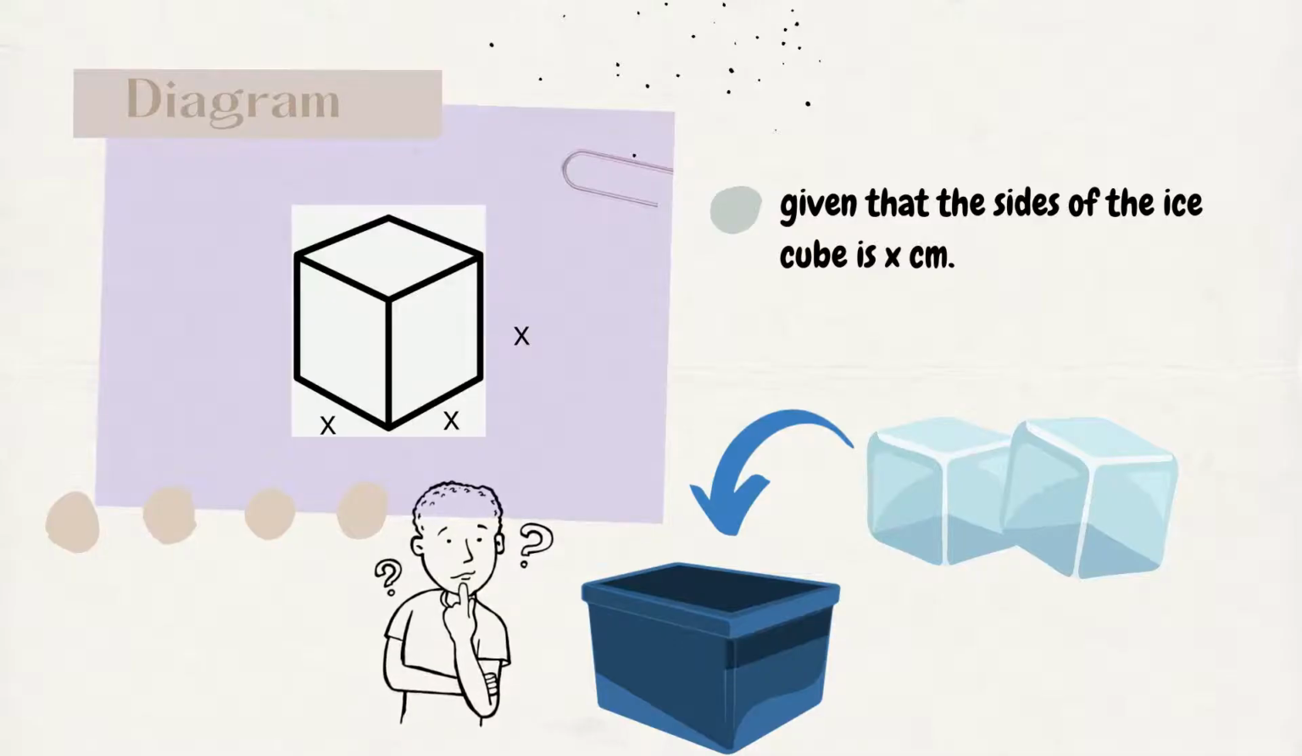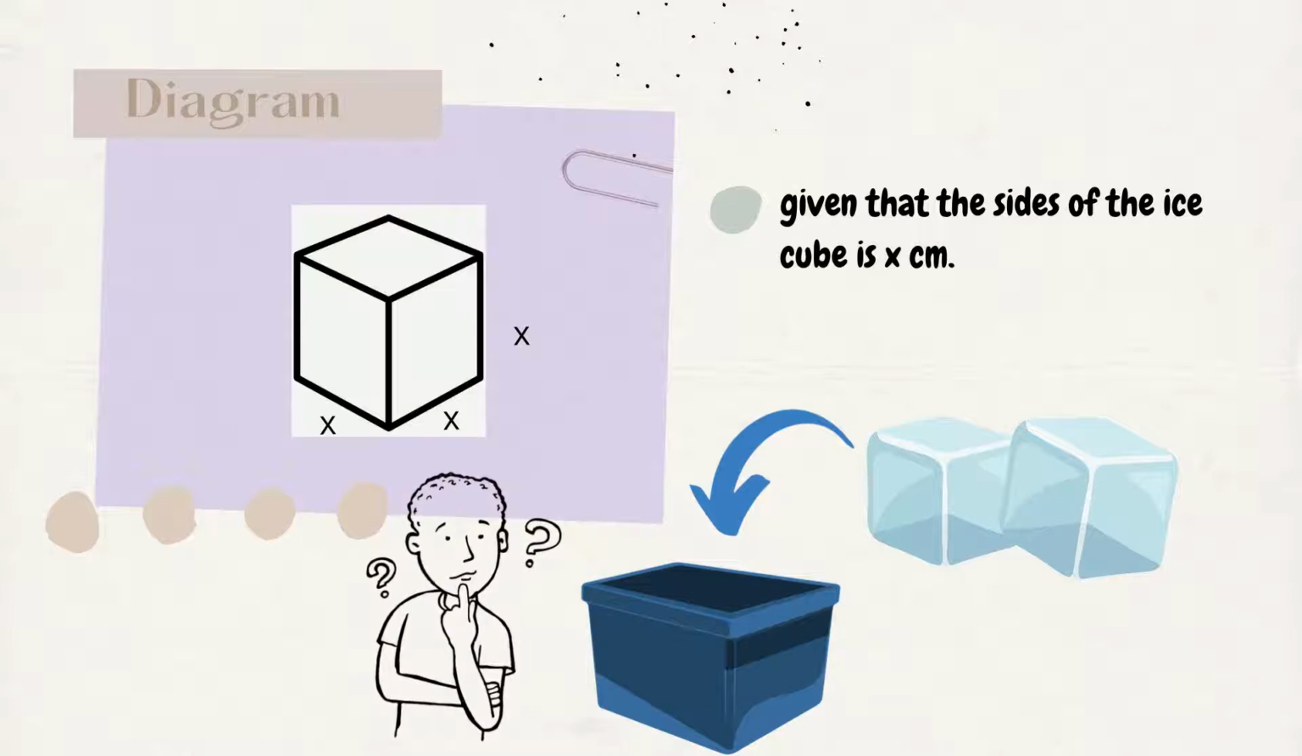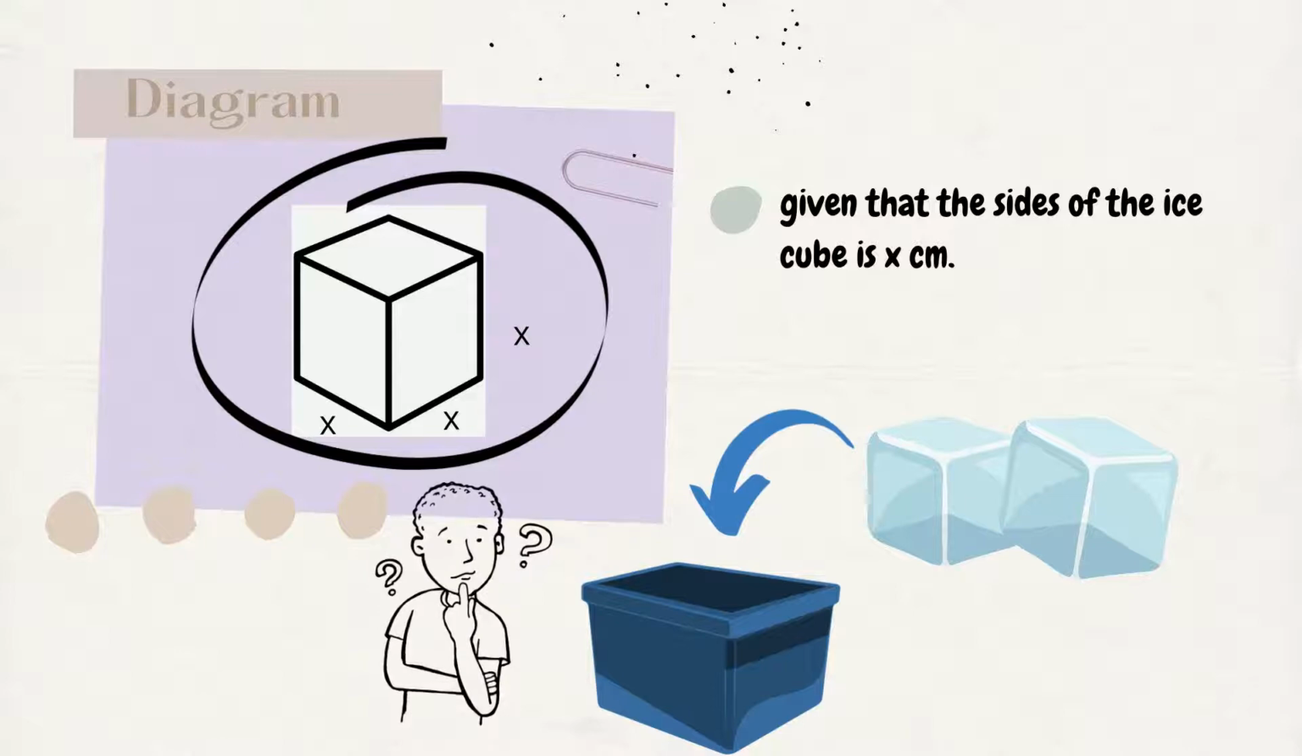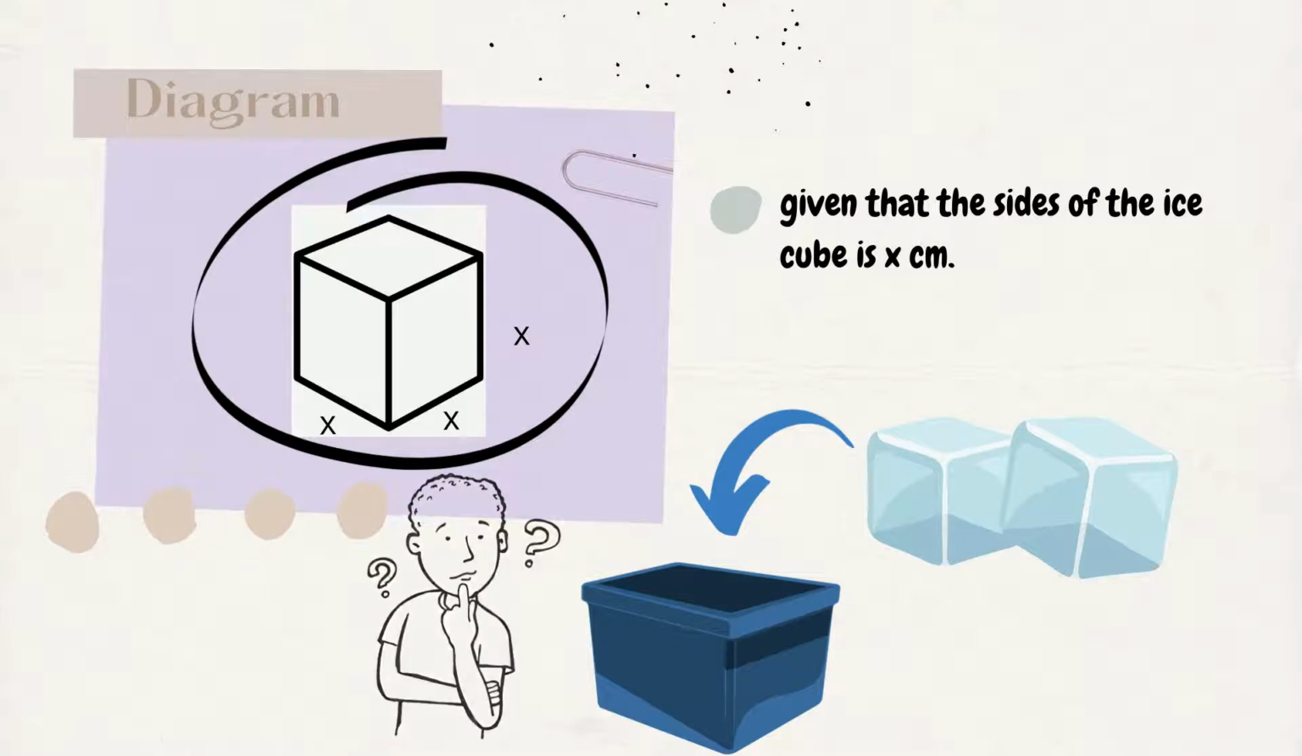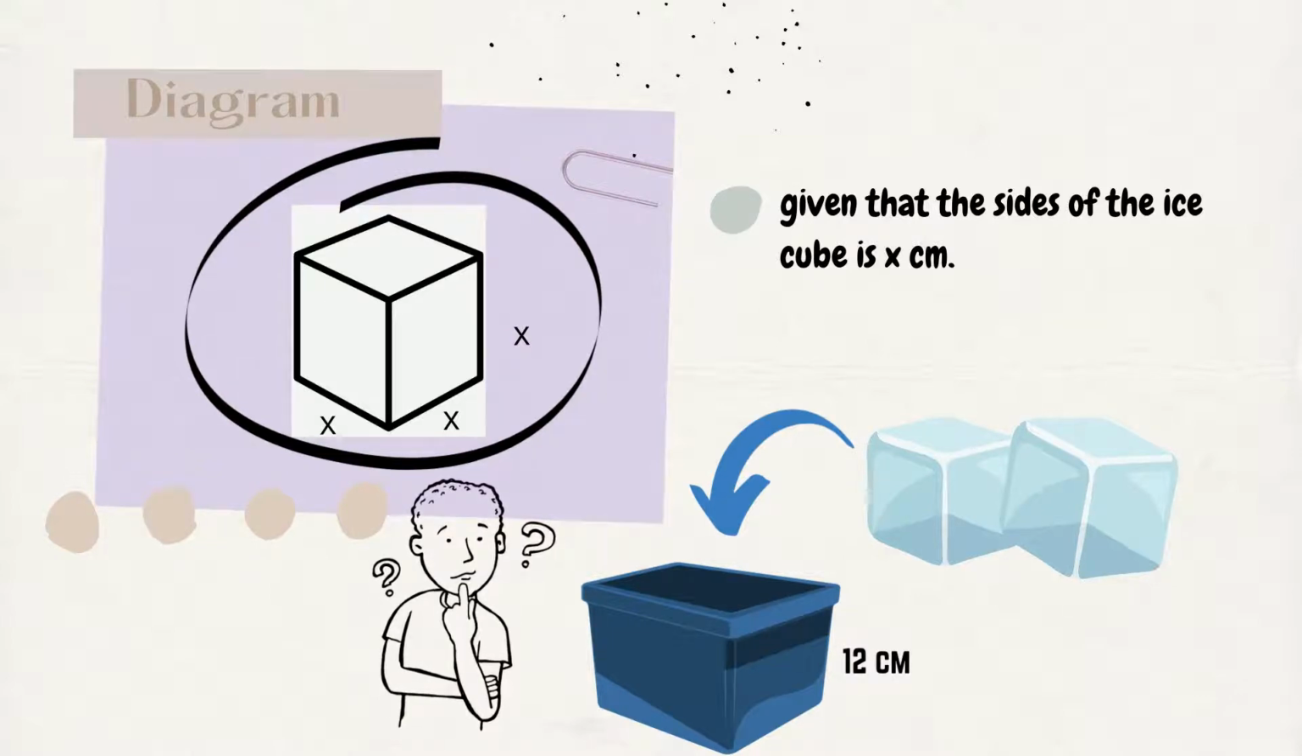This is the diagram for our question. From the problem statement stated before, the sides of the ice cubes are x centimeter. We know that every side of a cube is the same, so we put an unknown, x, to represent the sides of the cubes. It is also stated in the problem statement that the side of the container is 12 centimeter. When we pour water in the container, the water will take the shape of its container. By that information, we know that x centimeter is equal to 12 centimeter.